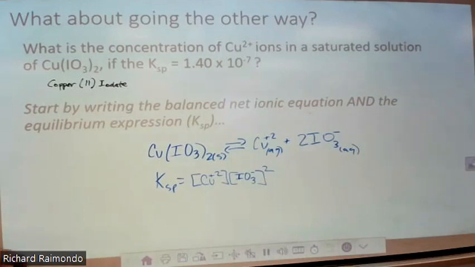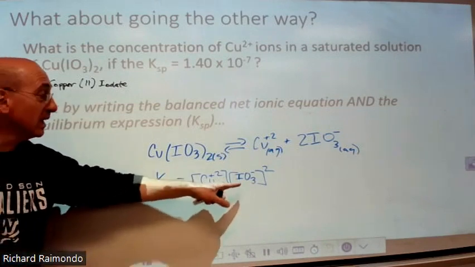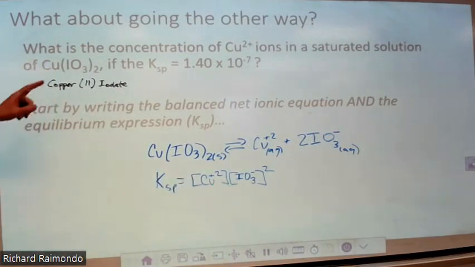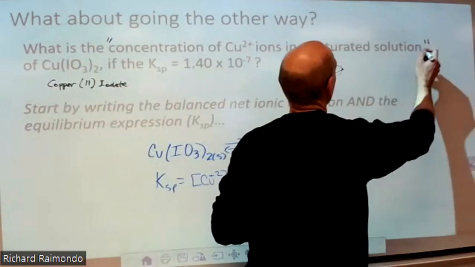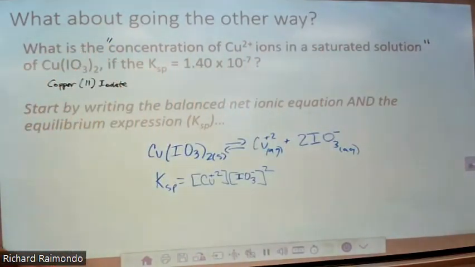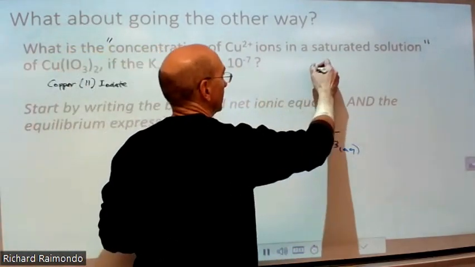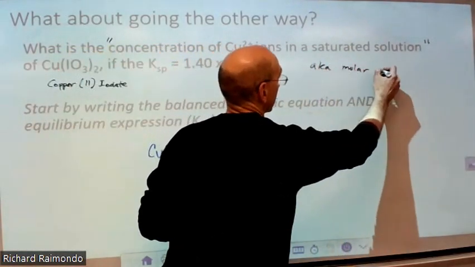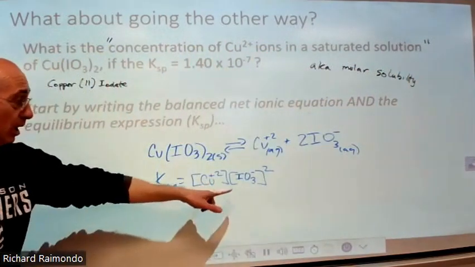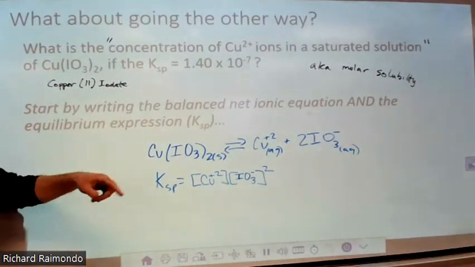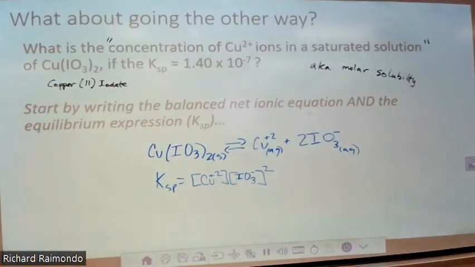So what do we know? We know that this is the KSP expression, and it's related to the molar solubility of these, which is what we're trying to find. We're trying to find the concentration in a saturated solution. So, in other words, the concentration in a saturated solution is the molar solubility, right? That's another way of saying molar solubility, which is what these are. These are the molar solubilities at saturation. All right, so how would we solve this?